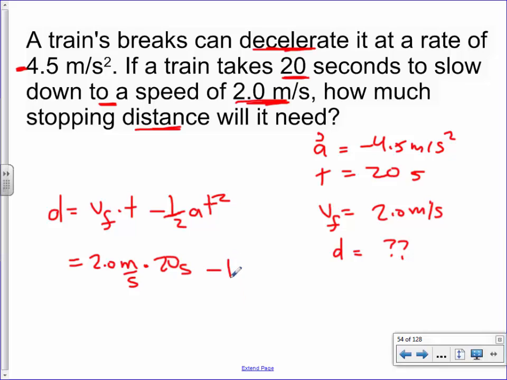And then we're going to subtract 1/2 of our acceleration, which is actually a negative. So I'm going to just put it in a bracket here. It's negative 4.5 meters per second squared. And then after that, I need my time, again, 20 seconds. And do you guys know how a squared sign means that you times by itself? 20 times 20 then. That's what I'm going to do. I'm going to write 20 times 20.